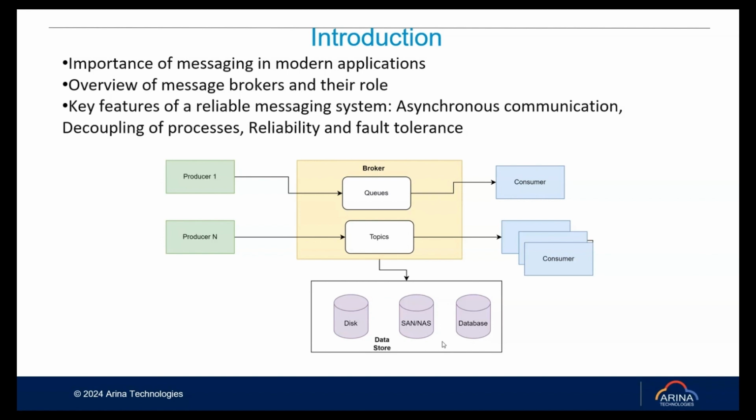And this is where I'll move on to the third bullet over here, which is: what are the key features of reliable messaging? One is asynchronous communication. That is, the producer can send the message and it could, at least, fire and forget. It knows that it has sent the message from its side. The consumer, whenever it's ready, will be able to process the messages.